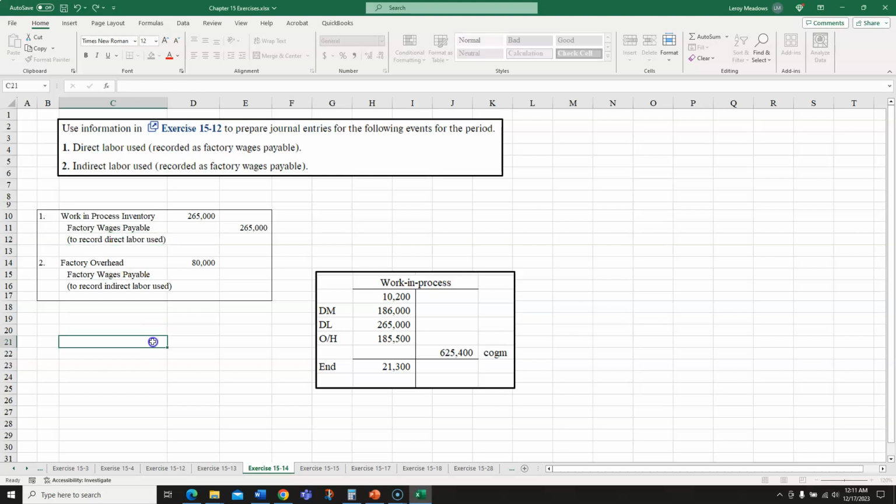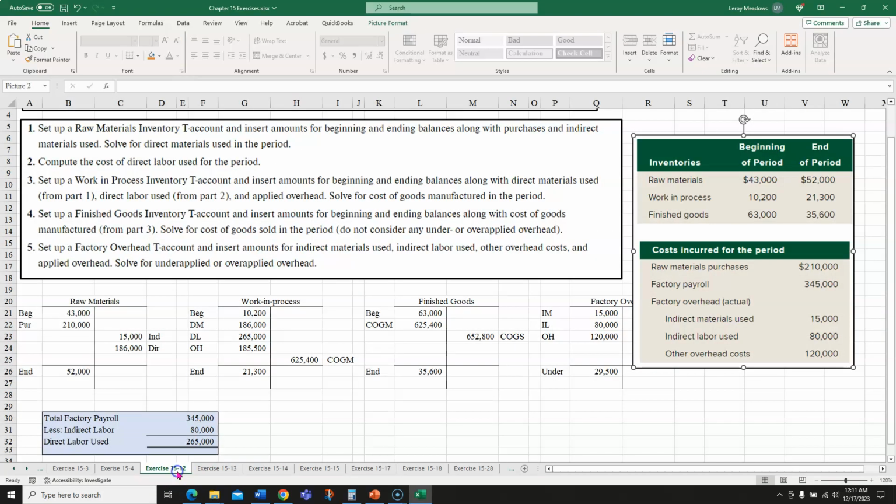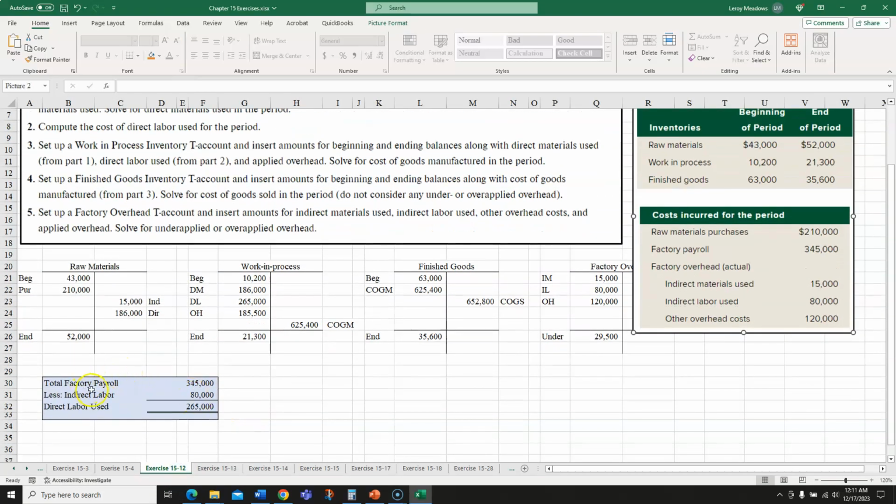And again, how did I get that amount? Well, we did that two exercises ago and we split that up. Total factory payroll is $345,000. $80,000 of it was indirect labor, and then we calculated direct labor of $265,000.